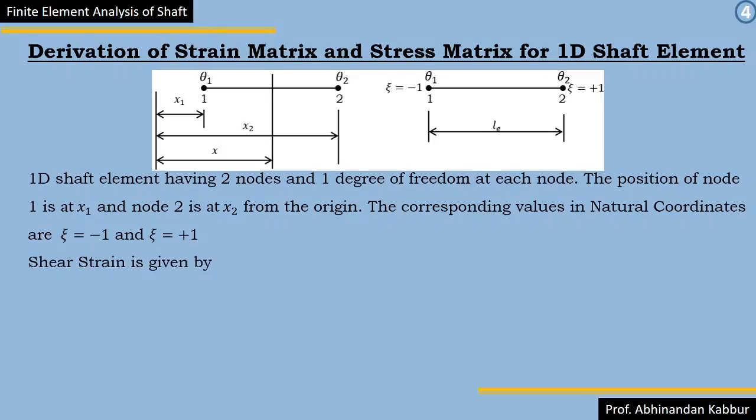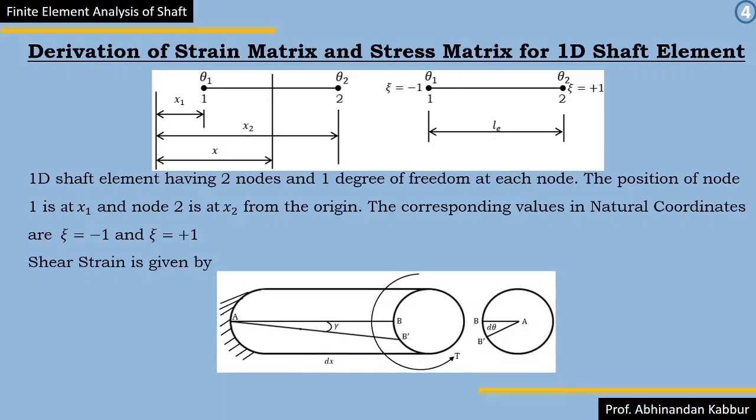Now to calculate the shear strain, let us consider this diagram where I consider a shaft with some diameter, fixed at one end and subjected to a torque at the other end. There is a longitudinal line AB on the shaft. After applying the torque, it has moved to the new position AB dash. One assumption we are making here is that the longitudinal line AB remains straight even after applying the torque. Using that assumption, we are going to calculate the shear strain in the shaft.